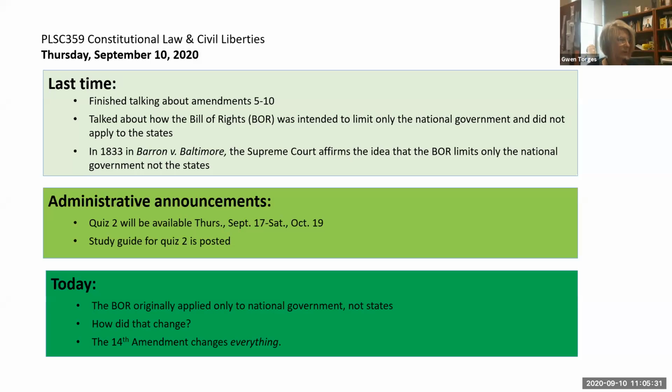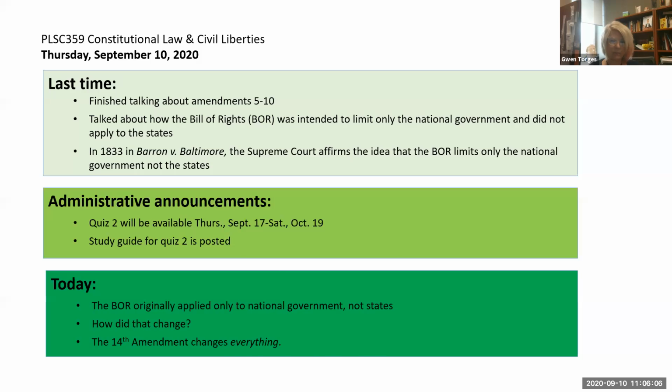Okay, so back to it. Today we're going to continue to talk about how the Bill of Rights applied to the national government, not to the states, but we're going to talk about why that was and how the people who wrote the Constitution kind of imagined the world was going to be. And then we're going to start talking about how the 14th Amendment really changes everything in terms of the relationship between the state governments and the federal government in the Constitution.